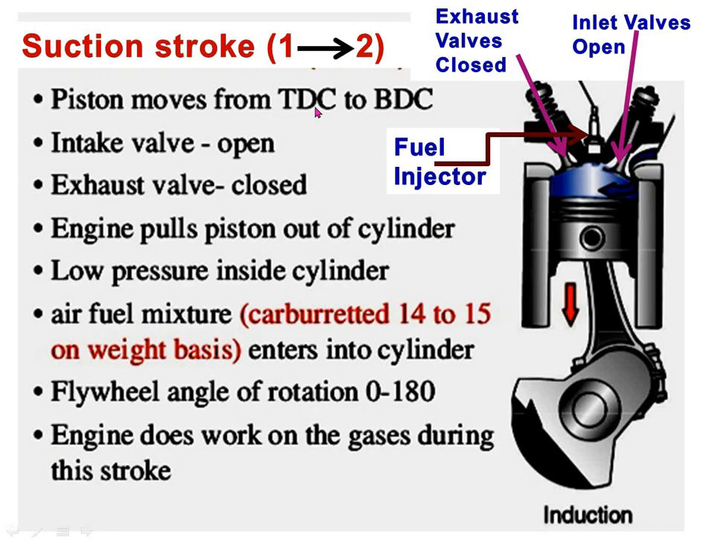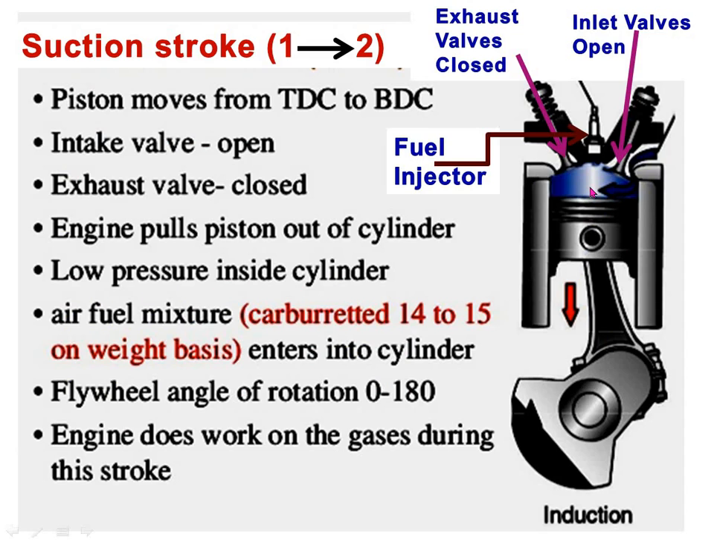Piston moves from TDC to BDC, from top dead center to bottom dead center. Intake valve open, means the intake valve remains open to introduce fresh air inside the cylinder. Exhaust valve closed. The engine pulls the piston out of the cylinder, which means the piston is moving downward. Low pressure inside the cylinder.